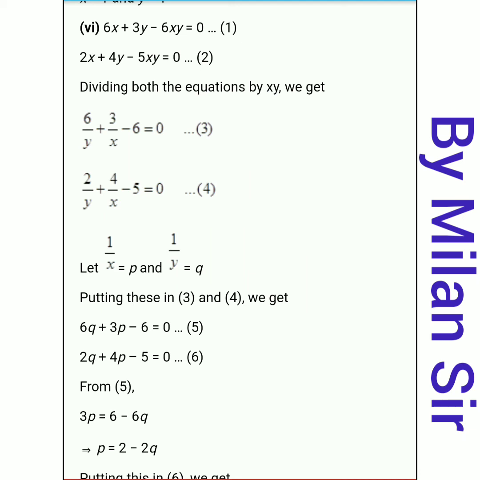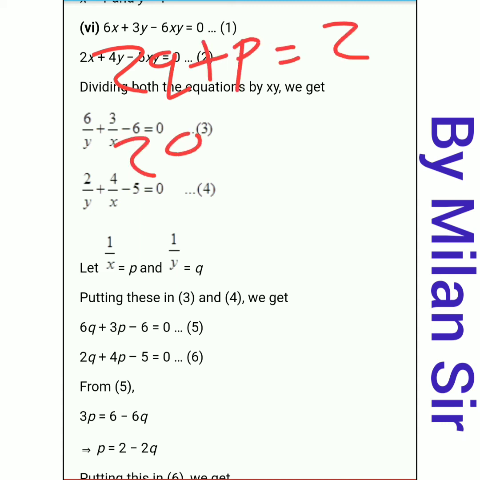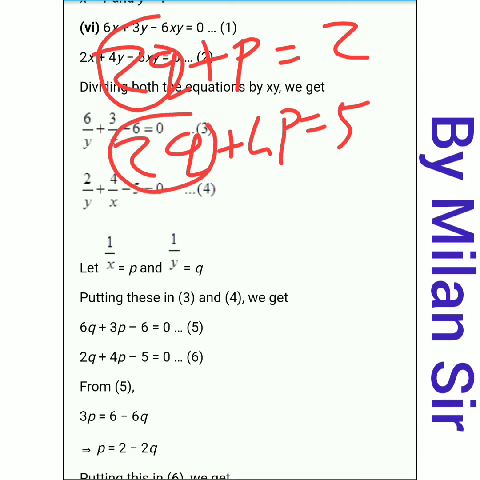So our equation number 3 and 4 are 2q plus p is equal to 2, and 2q plus 4p is equal to 5. Here in both equations 2q is the same, right? So we can use the elimination method. In both equations 2q has the same sign, but we want different signs, right? So we need to change the sign. That's why we need to use the subtraction process.